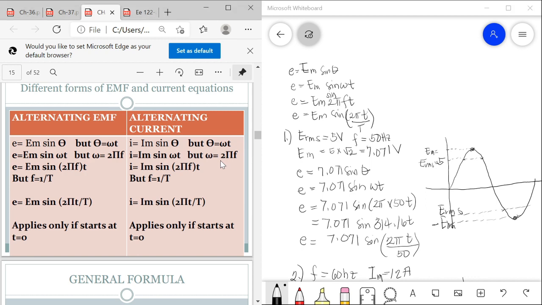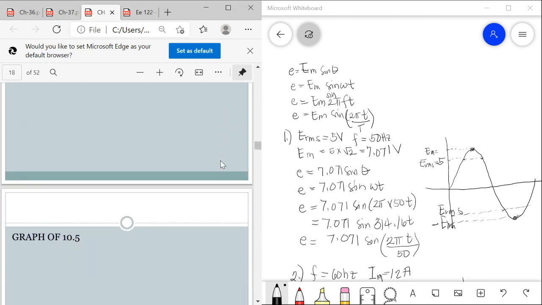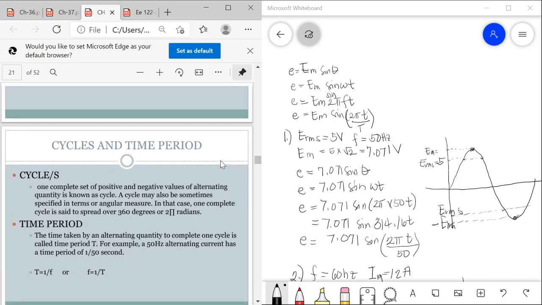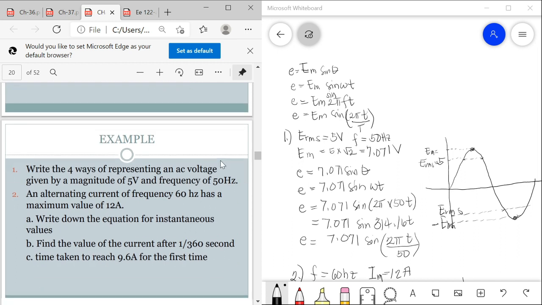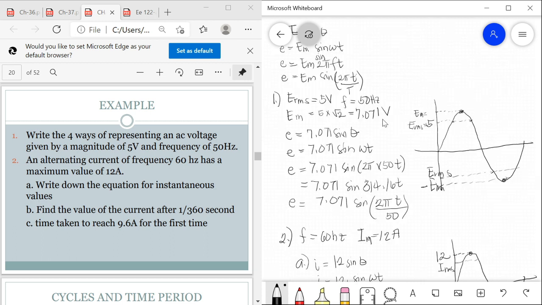So for our first example, we have RMS 5 volts and frequency equal to 50 hertz. So ang kailangan natin ay E maximum. To solve E maximum, we will multiply the E RMS by square root of 2. So Em is equal to 5 volts times square root of 2, equal to 7.071 volts.